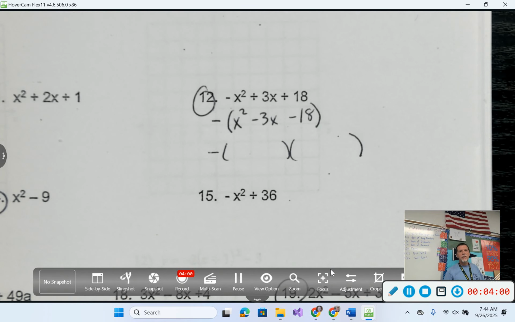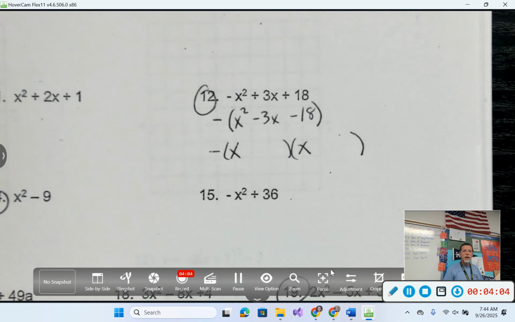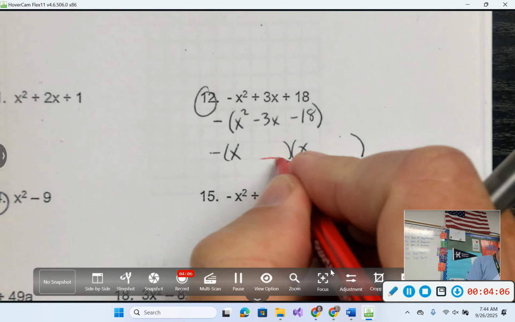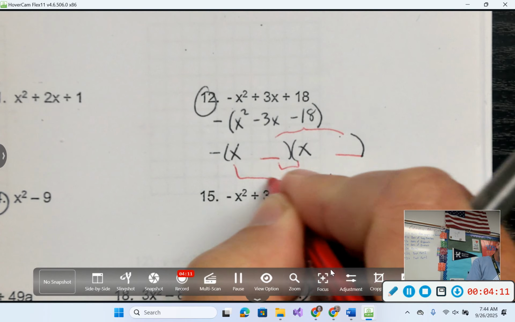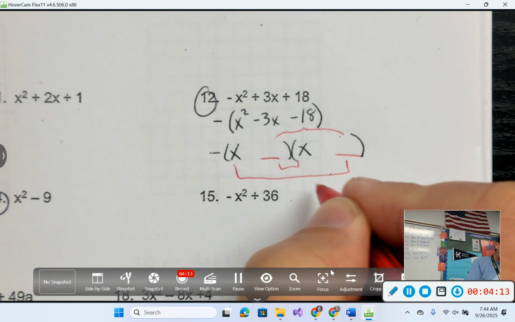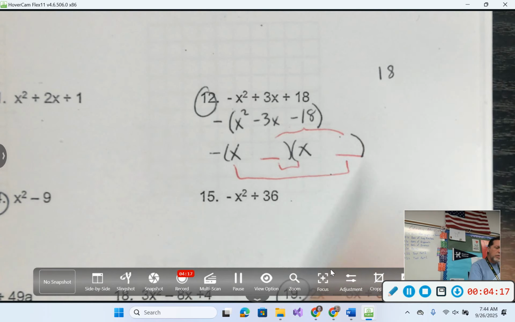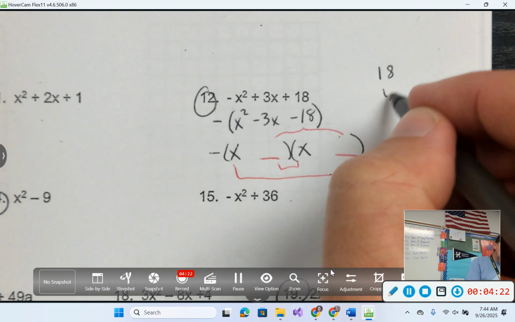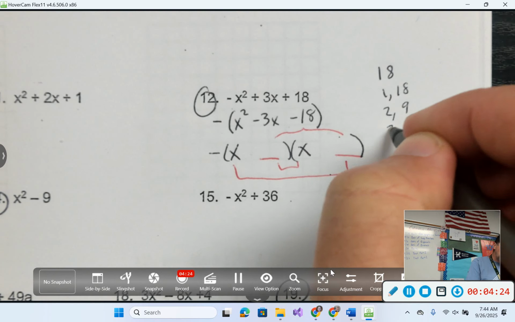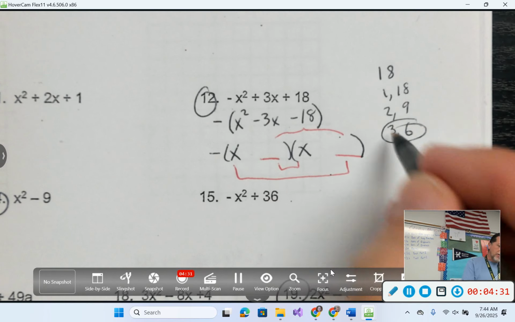Okay, so x times x is x squared. That's easy enough. And then I need those two numbers that multiply to negative 18 and add to negative 3. So factors of 18. Okay, I will slow this one down. If you're really stuck, then you've got to list out your factors of 18 and figure out how to get 3 out of there. Well, looks like 3 and 6 would work.